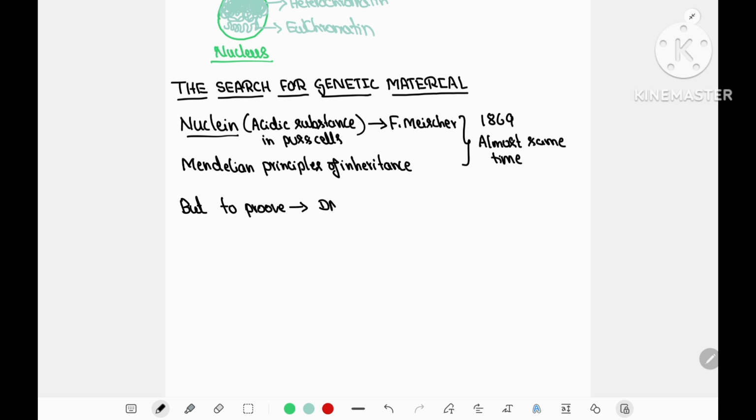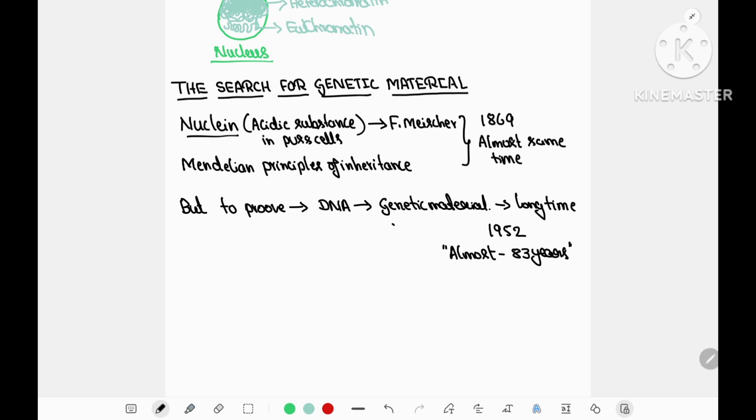But to prove that DNA is the genetic material, as we know now, it took many years. By 1952 it was proved that DNA is the genetic material. If you look at the time gap, 1869 to 1952, it is almost 83 years. You might ask the question, why is it so?